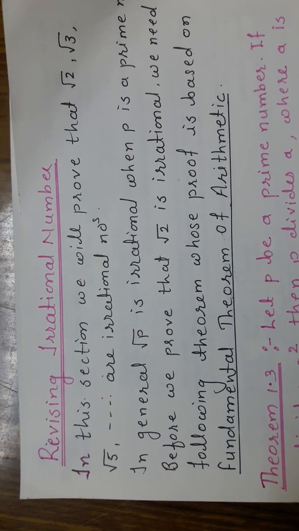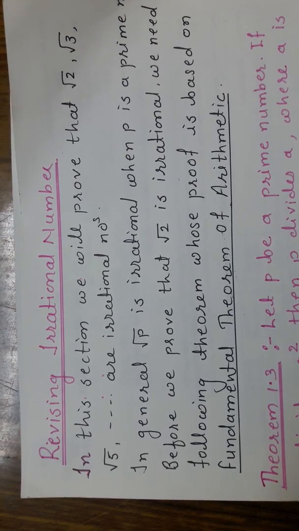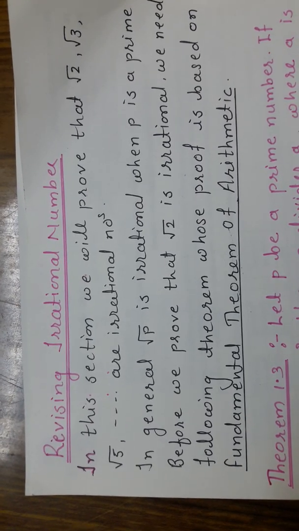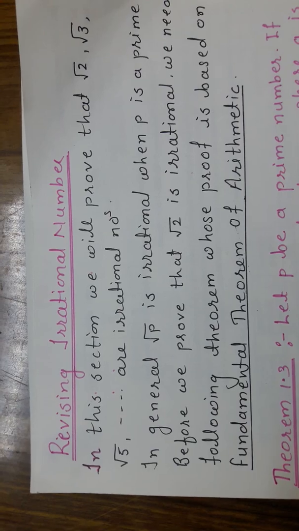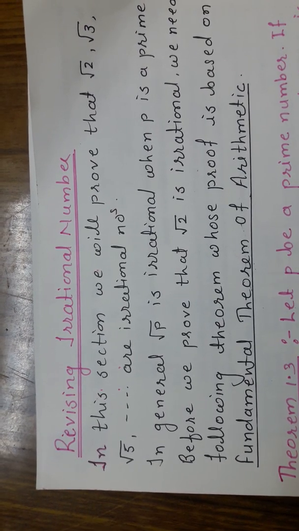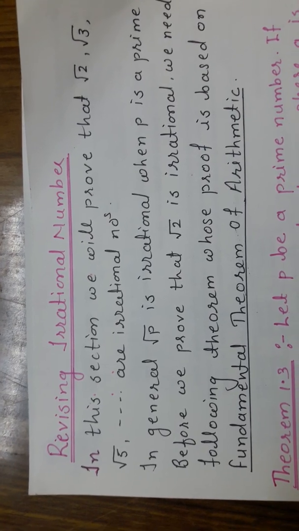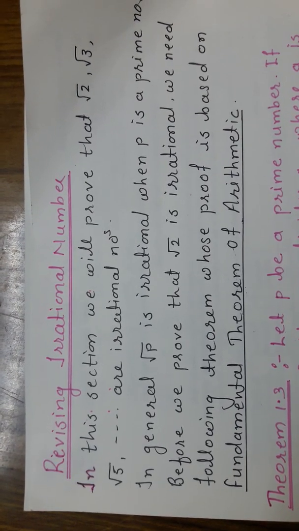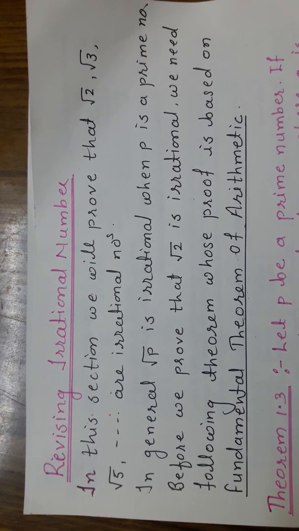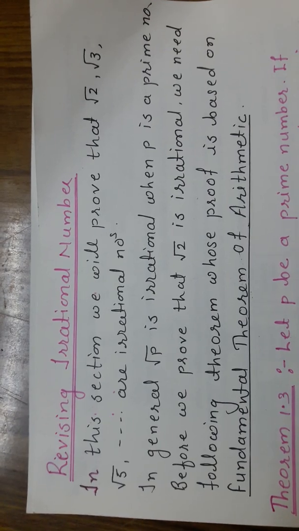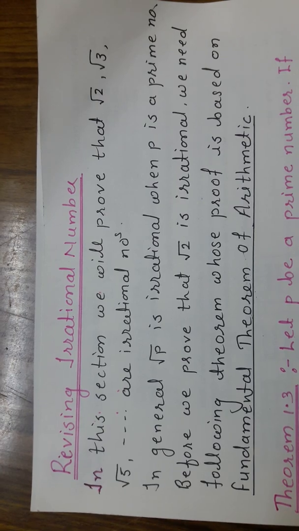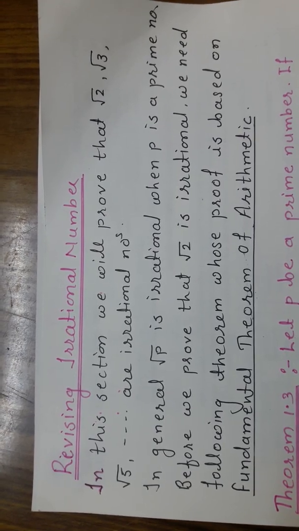In earlier classes, you were introduced to irrational numbers and many of their properties. You studied their existence and how rational and irrational numbers together make up the real numbers. You even studied how to locate irrational numbers on the number line. For example, last year you learned to represent root 2, root 3 on the number line. However, we did not prove that they were irrational numbers.